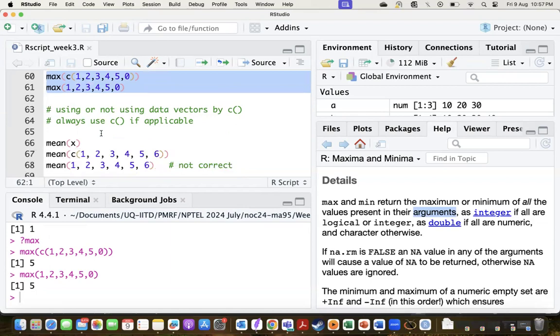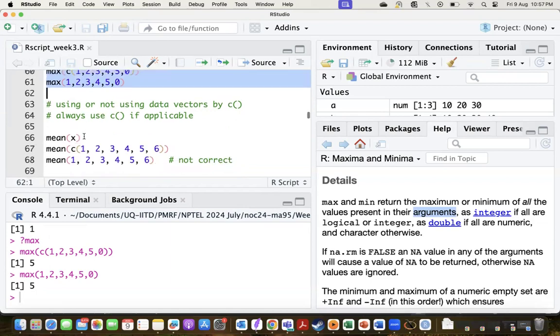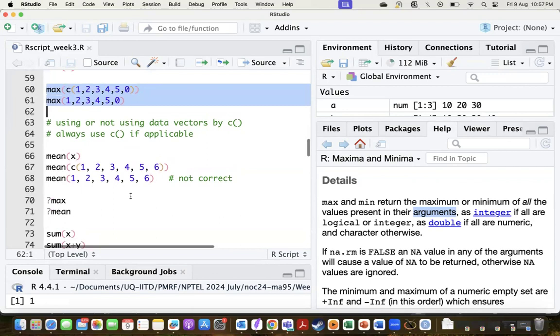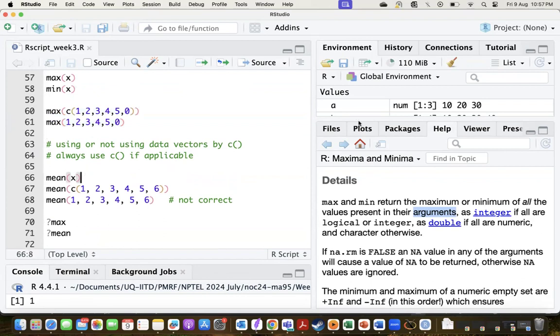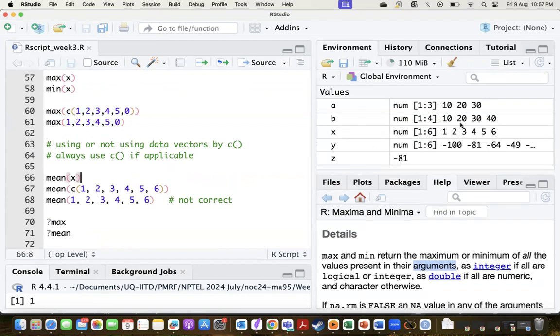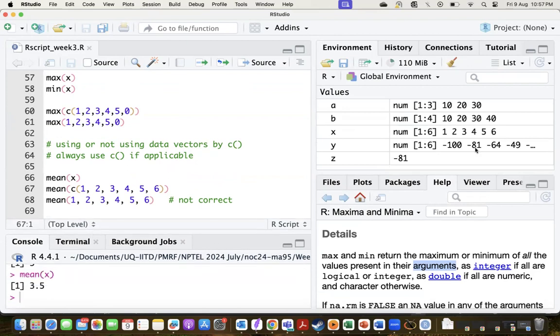But now let's take another function as the example. So that is mean. Okay, mean, that's the arithmetic mean, right? Or the average. So again, the same thing. If I have x here as my input, 3.5 is the average. So it's correct. Now I do the same thing here. I feed it one input, which is the vector input, or I feed it 6 individual number inputs.